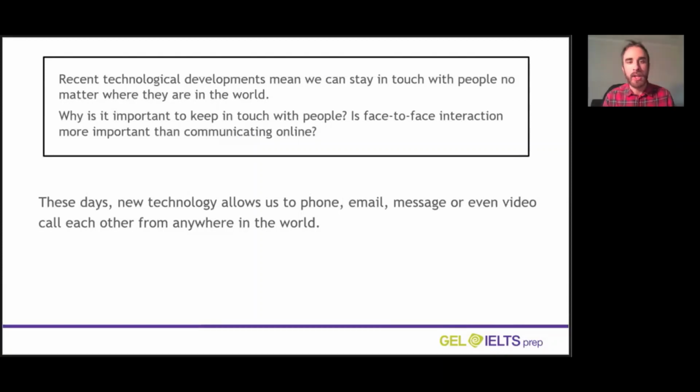These days, new technology allows us to phone, email, message, or even video call each other from anywhere in the world. Can you see how this is paraphrasing of the sentence in the question? Recent technological developments, new technology these days, means we can stay in touch with people, allow us to phone, email, or message, no matter where they are in the world, from anywhere in the world. So I've changed the language enough so that this is clearly my own. That would be a good opening sentence to your introduction.